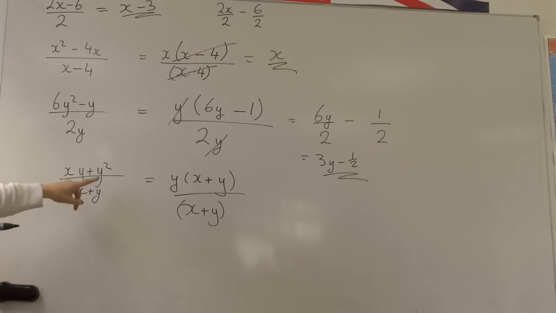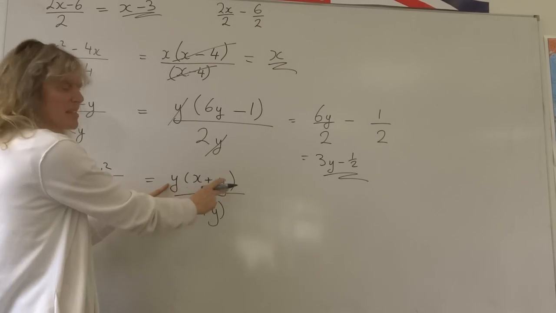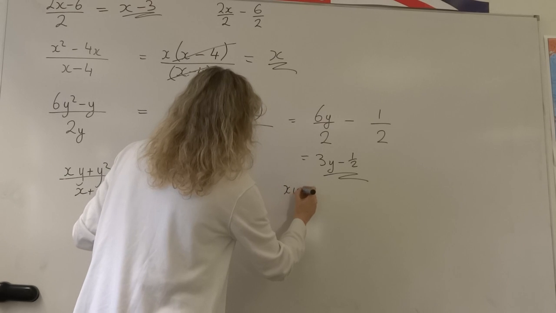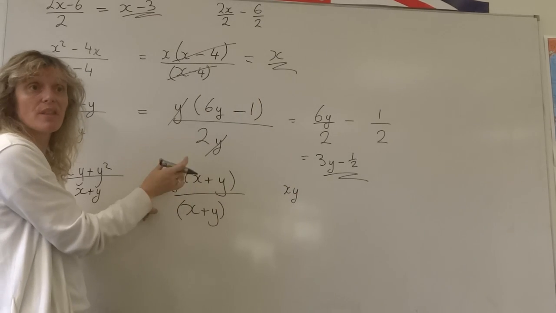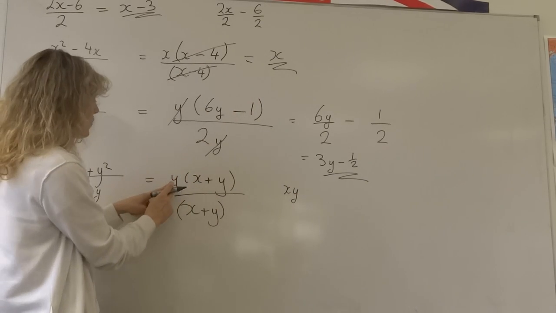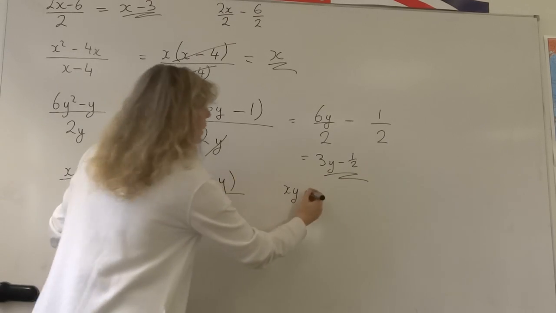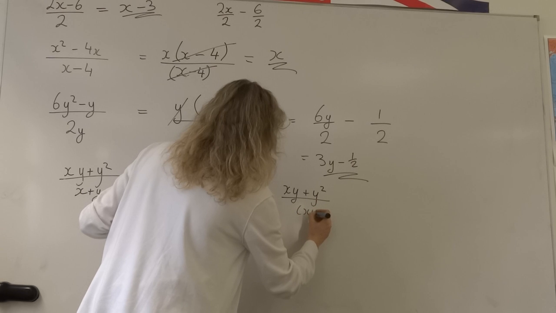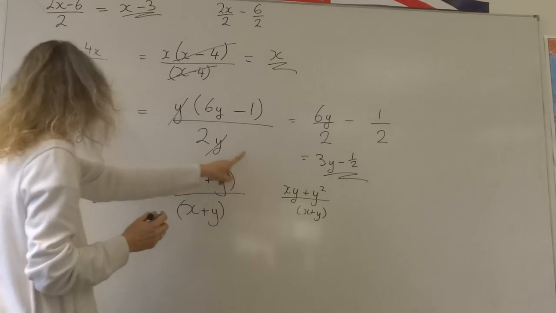Let's double check that we've not made a silly mistake there. Let's expand this one. Y times x would give me xy. Yx and xy are the same thing, we just usually write it as xy. Y times plus y would give me y squared. And we haven't done anything to the bottom. So it is what we would start with.